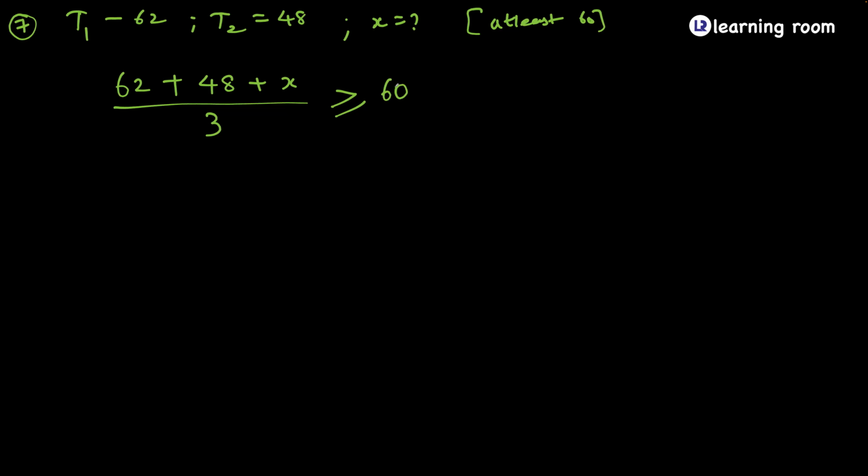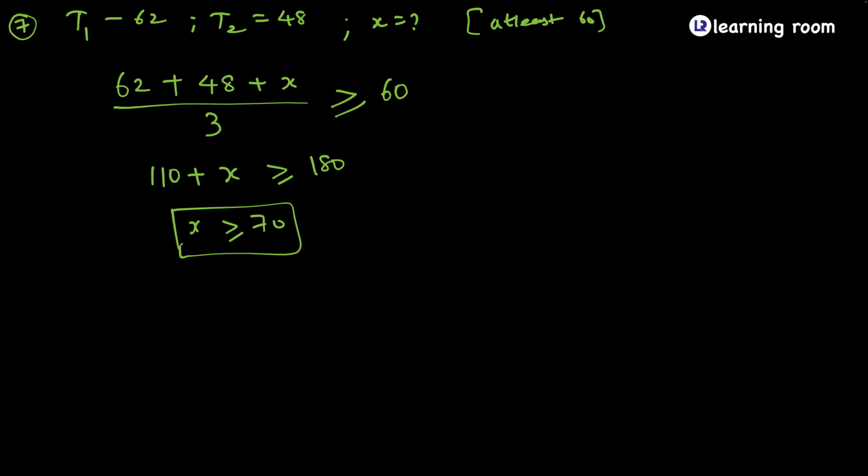So multiply with 3 on both the sides. What will you get? First of all, 62 plus 48 is going to be how much? 110. So 110 plus x is greater than or equal to 180. So x should be greater than or equal to 70. So the minimum marks he is supposed to score in the annual exam is 70 to get an average of 60.